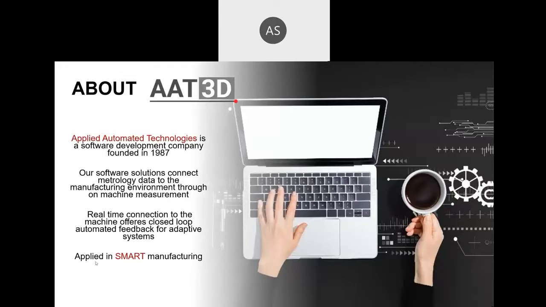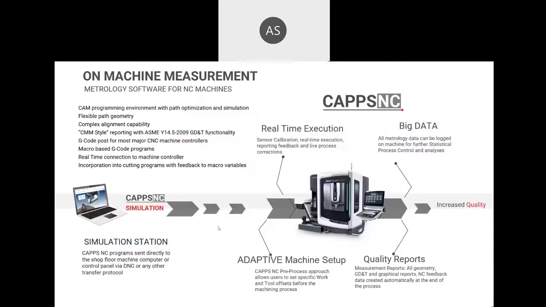And of course, we apply in smart manufacturing, Industry 4.0, or some of the terms that are being used today to talk about this type of application. So on-machine measurement, metrology software for NC machines. So what is CappsNC really?